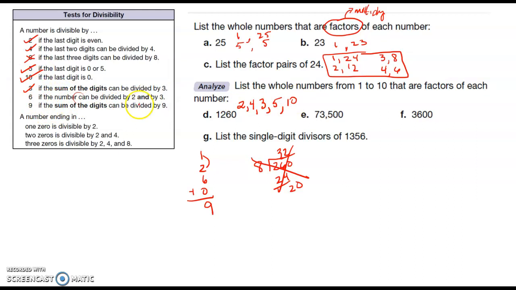If the number can be divided by 2 and 3, it's divisible by 6, so it is divisible by 2 and 3, so it's divisible by 6. If the sum of the digits can be divided by 9, so here's the sum of the digits. 9 can be divided by 9, so that's it. Those are all of the numbers that will divide evenly, 1 through 10, into 1,260. So let me go ahead and erase this, and we're going to do it for E and F.